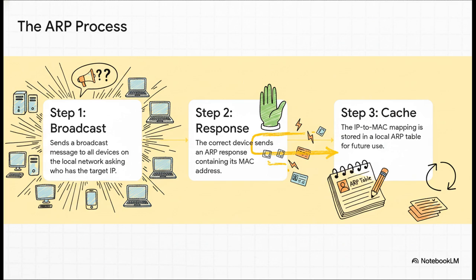Your computer literally broadcasts the message to every other device on the local network, shouting, "Hey, who here has this IP address?" The one device that has it raises its hand and says, "That's me, and here's my MAC address." Then your computer scribbles that down in a little digital notebook called an ARP table, so it doesn't have to ask again for a little while.